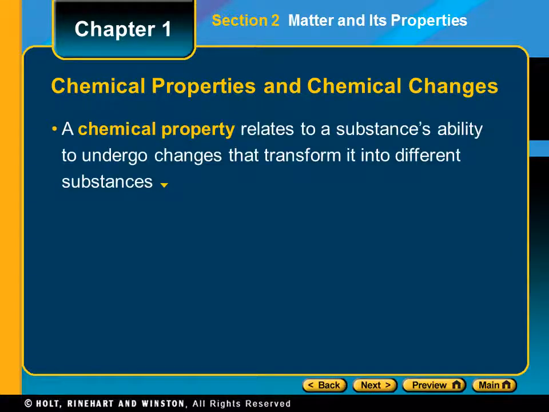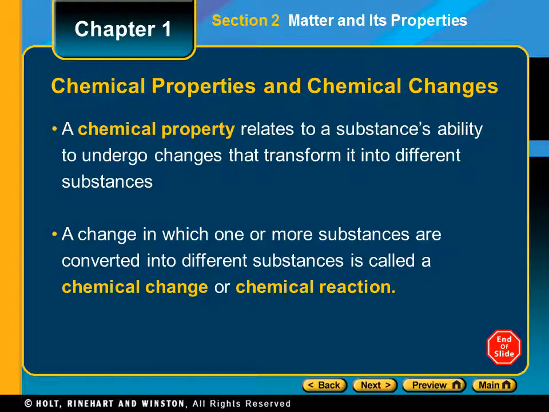Now, to move from physical properties, we'll talk about chemical properties. A chemical property relates to a substance's ability to undergo changes that transform it into different substances. So here, the fundamental difference between physical and chemical, guys, is that when you start talking about chemical properties, these things are changing into different substances.